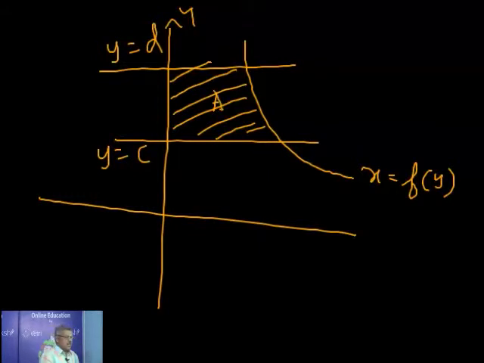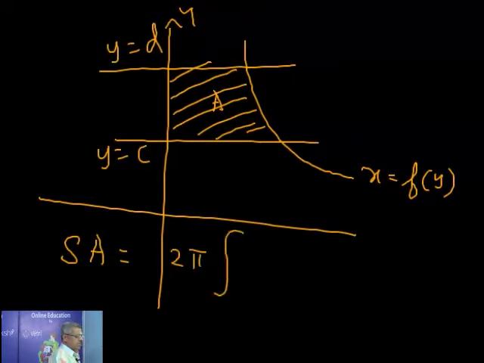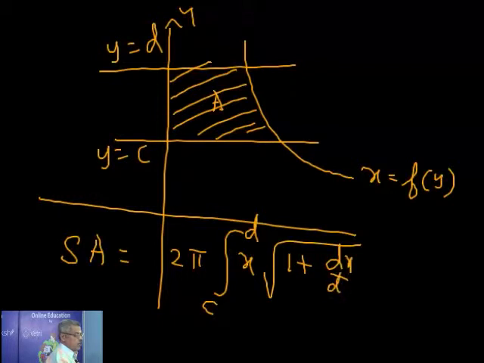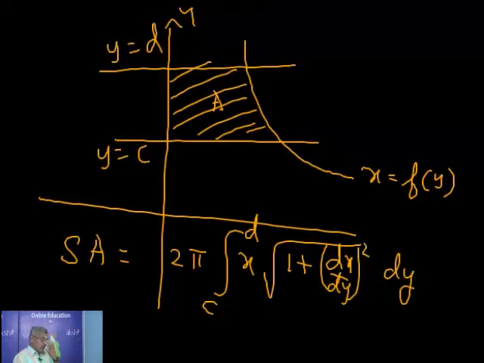Again, some solid is generated. For that solid, we can find volume and surface area. Last class we obtained a volume. Now we are finding surface area of the solid of revolution by rotating an area about y-axis. That is given by the formula 2 pi integral c to d x times root of 1 plus (dx by dy) whole square dy. We integrate this with respect to y. We find dx by dy from the equation of the curve.